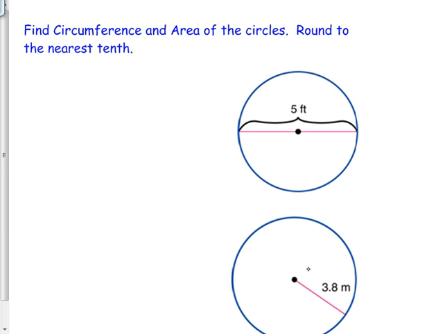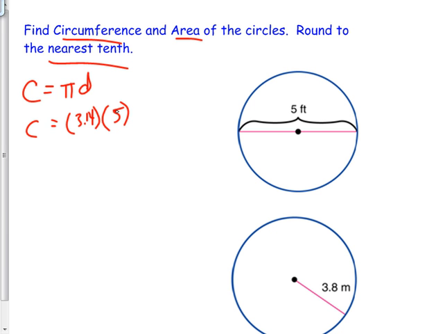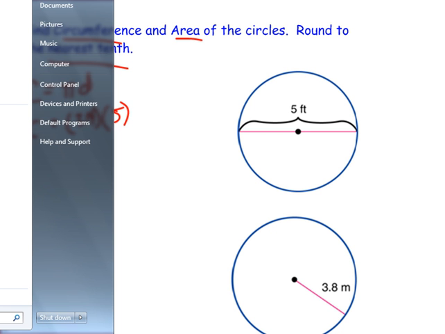Okay, so let's do some examples. It says find the circumference and area of the circles, round to the nearest tenth. So, first of all, circumference equals pi times the diameter. I'm using this formula because they give us the diameter. If they would have given me the radius, I would have written 2 pi r. So I'm getting myself ready to use the formula that I need. So now let's substitute. So we have circumference equals, now let's use 3.14 for pi, and the diameter is 5.